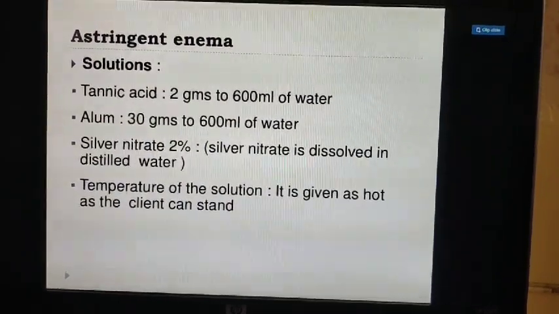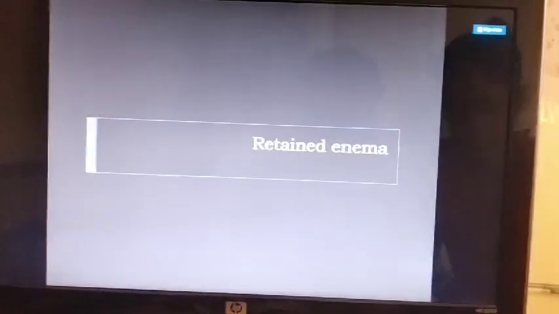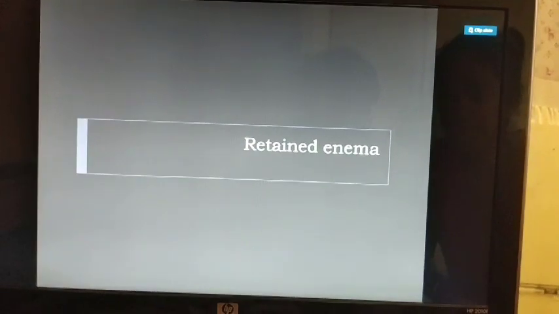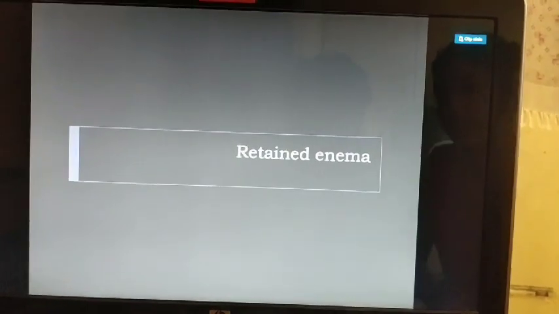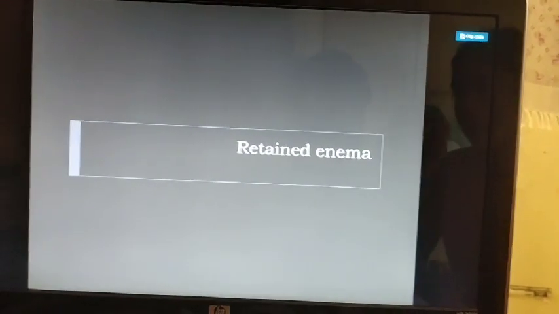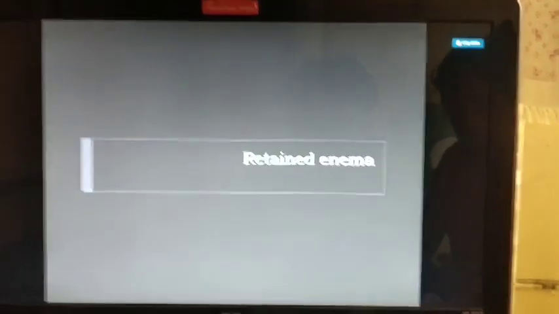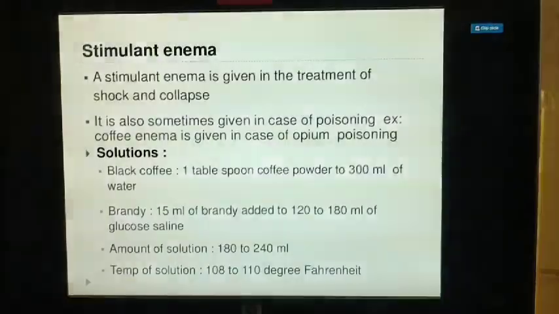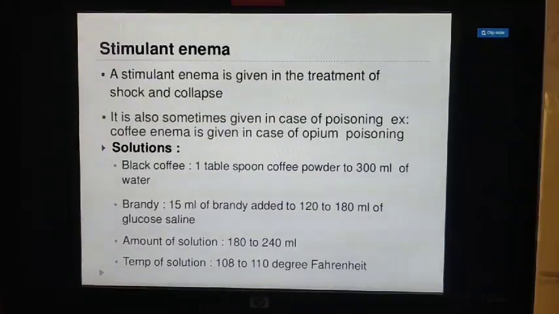Okay, next we'll see retained enema. Now we have seen the evacuant enemas, and next we will see the retained enemas. The first one is stimulant enema.